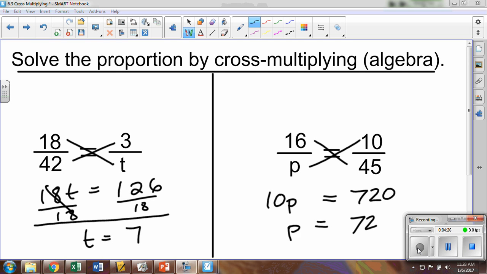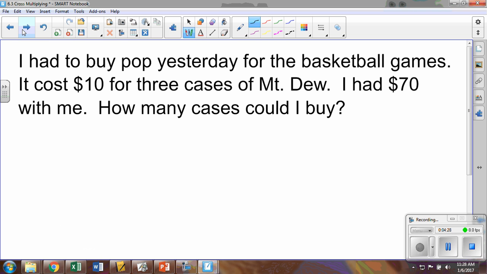Last example that we've got for the day. Actual example: after the games last night, I had to run over to Family Dollar and buy some pop because it was on sale. Gotta save some money, right? Alright, so over at Family Dollar, they were selling cases of Mountain Dew, 3 cases for $10. I had $70 cash with me. How many cases could I actually buy?